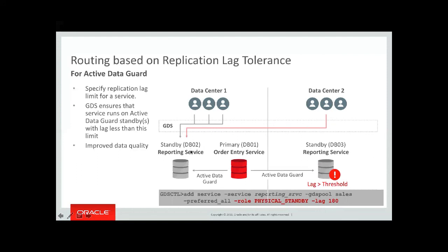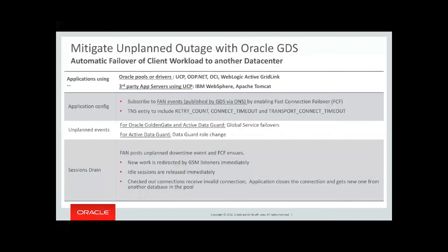So the beauty of this is that your application workload gets better data quality because now you're not accessing the data from a database that's lagging behind. Okay. So those are the use cases for both Data Guard as well as GoldenGate. There are a couple of interesting things I want to bring out. How do you mitigate unplanned outages with GDS? And also, how do you handle planned outages, right?